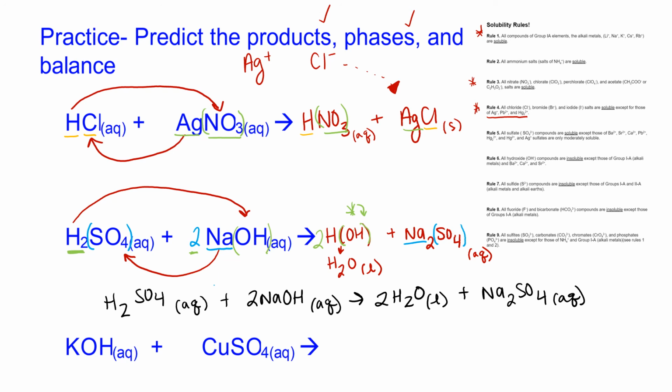I want you to go ahead and try the last one where you're going to predict the products, phases, and balance potassium hydroxide and copper 2 sulfate. And then check your answers.